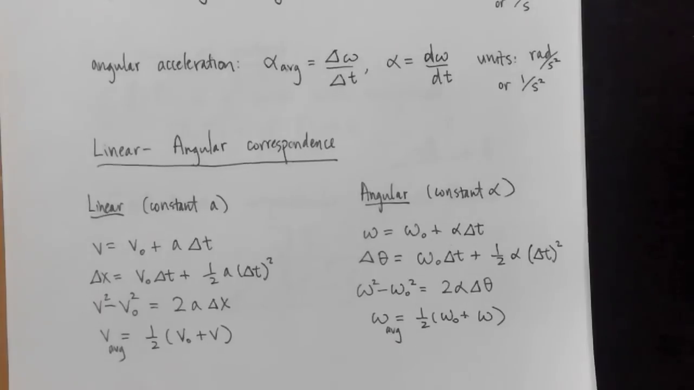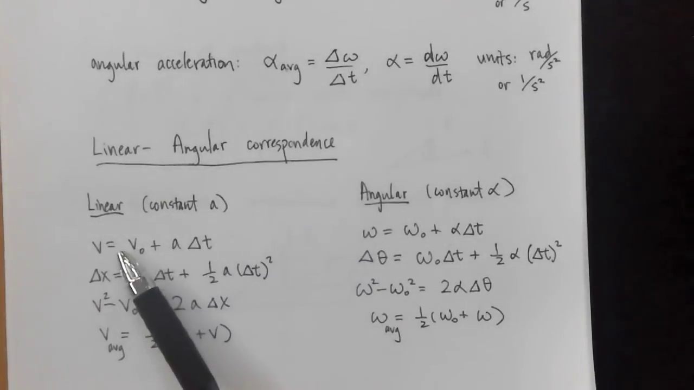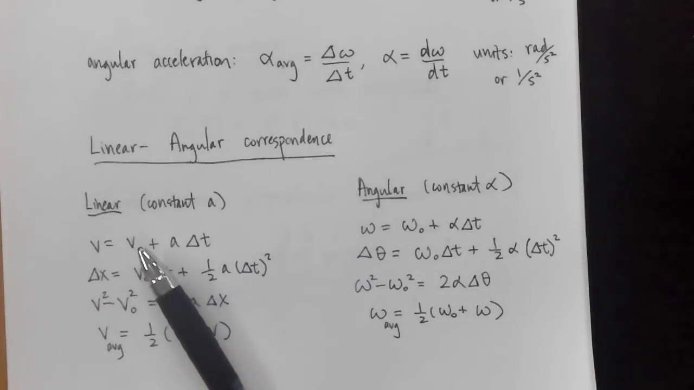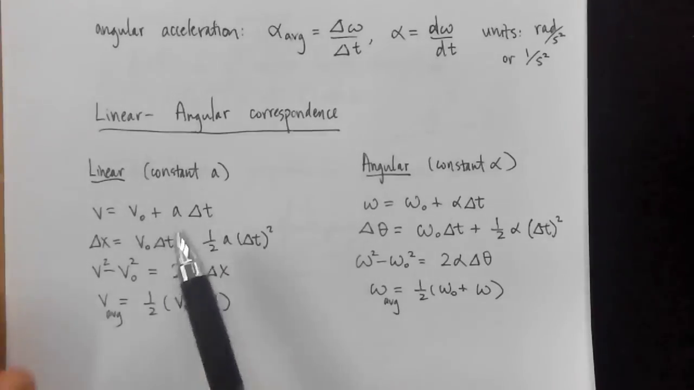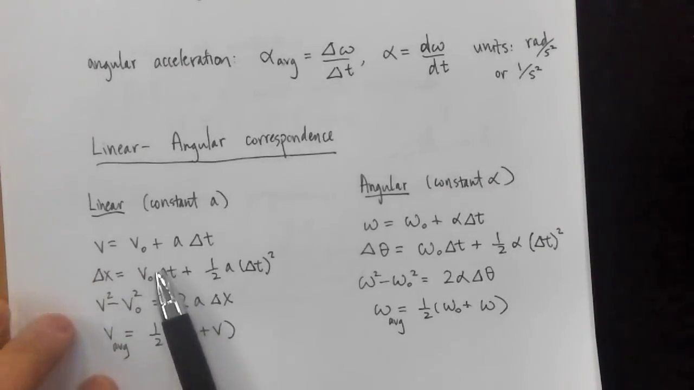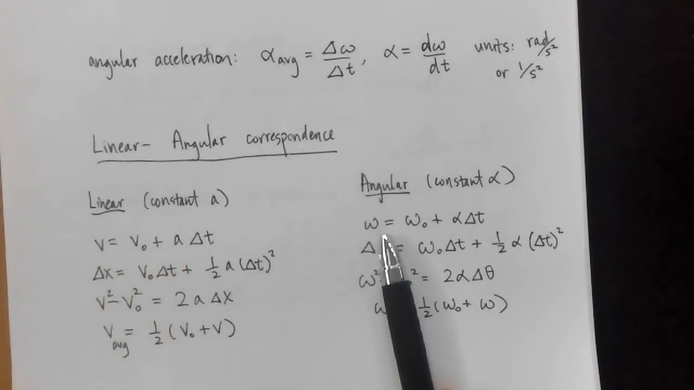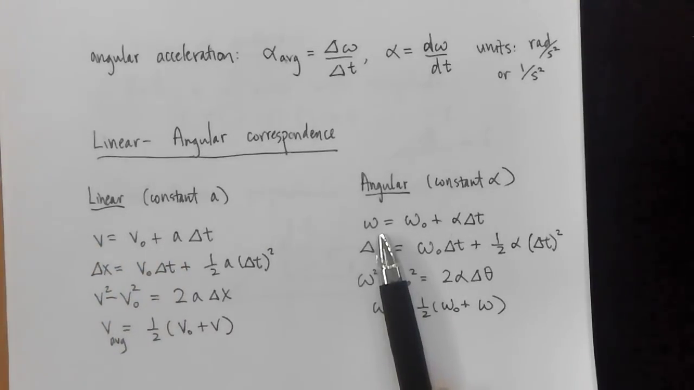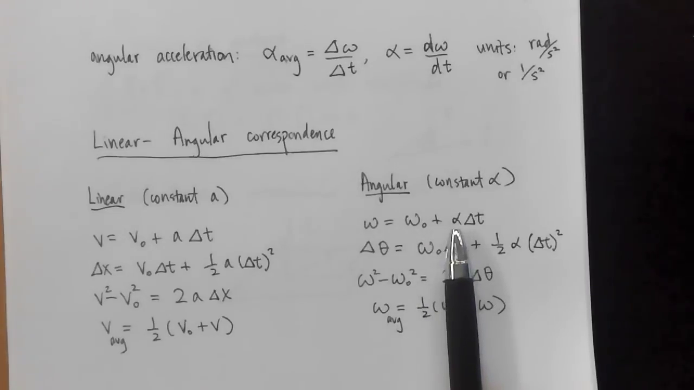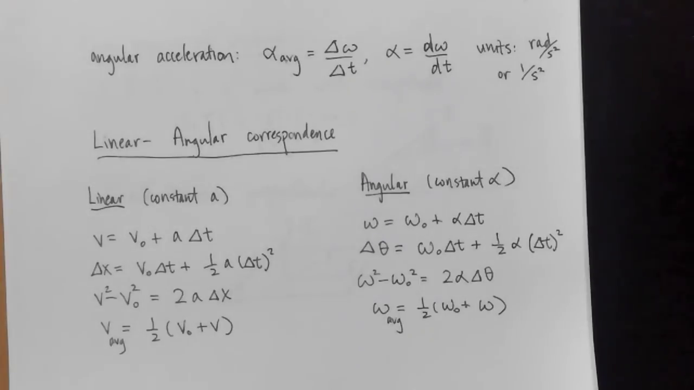And then we had all these angular-linear correspondences when we have a uniform acceleration. For the linear case, we had things like v is equal to v initial plus a delta t. For the angular case, we have omega is equal to omega 0 plus alpha delta t. So you could have a problem where you're solving for an angular acceleration, but they ask what is the final angular velocity at a certain time, so you would need to use a formula like this.